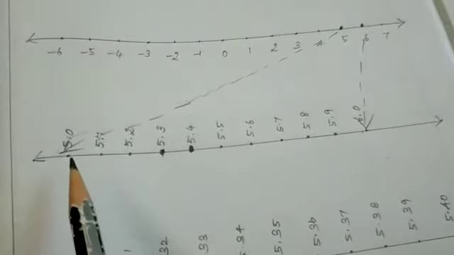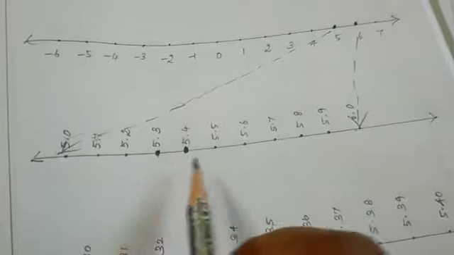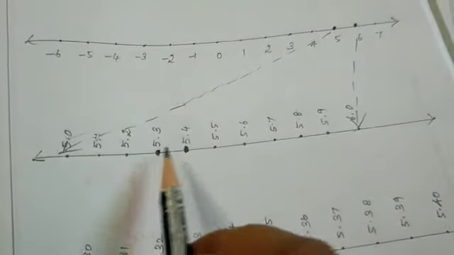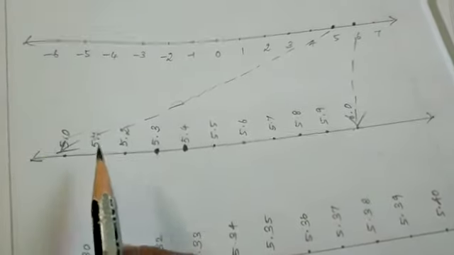And the next step is mark the 5.3 on the number line, which is 7 places left to 6.0 and 3 places right to 5.0. Like that you have to write. Okay.